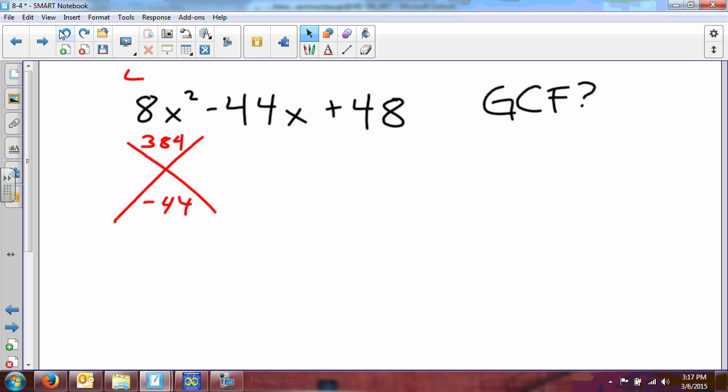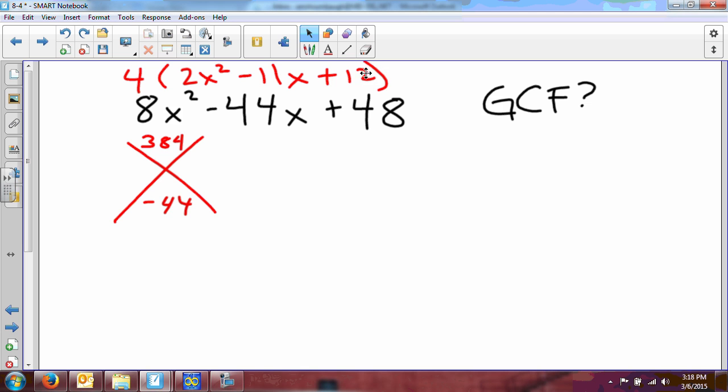Okay, so what we're going to do is go back to this original and see, does it have any kind of number in common? Well, if they're all even, you can pull out a 2. In this case, after we pull out a 2, we'd be left with even numbers again. So we're going to pull out a 4. 4 goes into 8, 4 goes into 44, 4 goes into 48. So I'm going to pull out a 4, and in parentheses, 2x squared minus 11x plus 12, because 4 times all of these would get me back here. So I'm going to leave this 4 alone for a second.